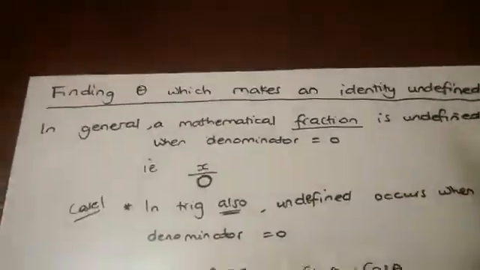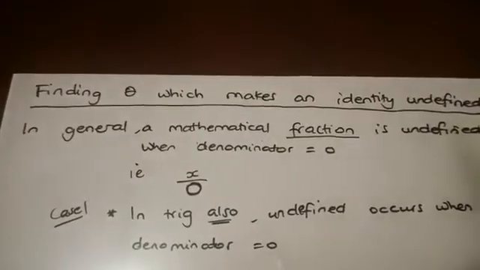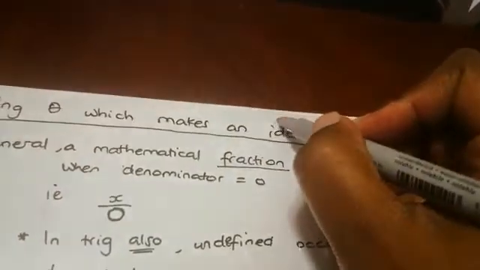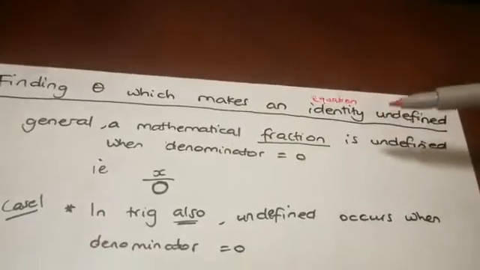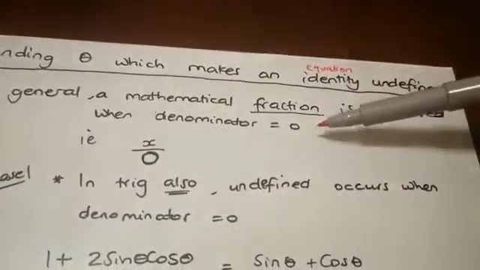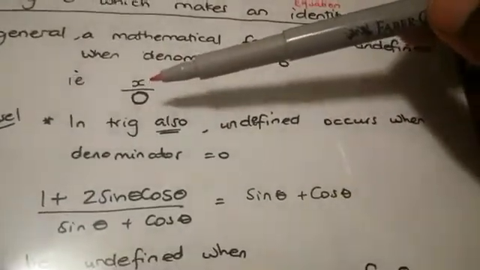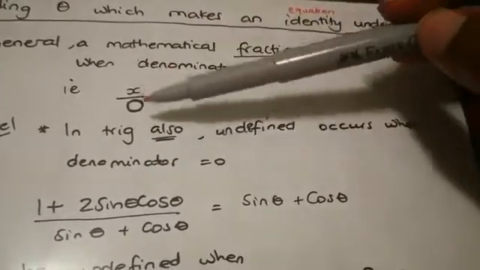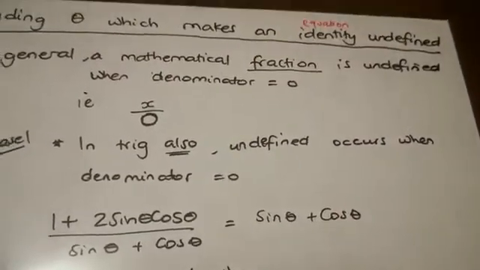Good day, grade 11s. Today we are going to be looking for an angle that will make an identity or an equation undefined. In general, a mathematical fraction is undefined when the denominator is 0. So that's what we are going to use today. If you are given an equation or an identity, it is going to be undefined if the denominator is equal to 0.